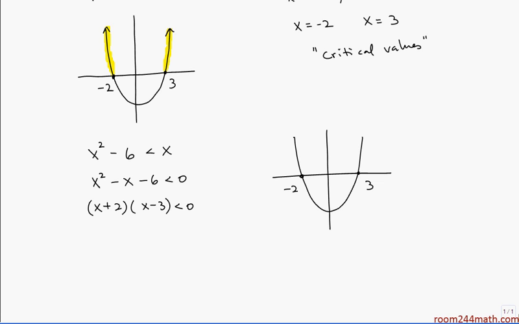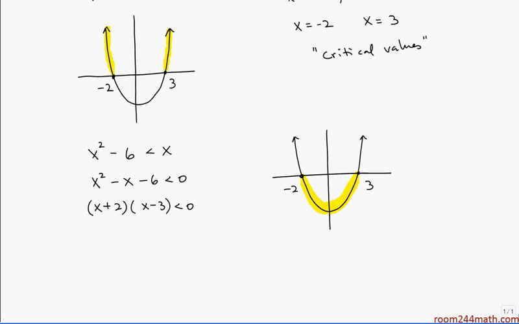And now think of it this way: you're trying to find values of x that make the y coordinate less than 0. In other words, below the x-axis. Well, that's this region in here, in between the two zeros, in between negative 2 and 3. Now, you can combine essentially two different statements into one.